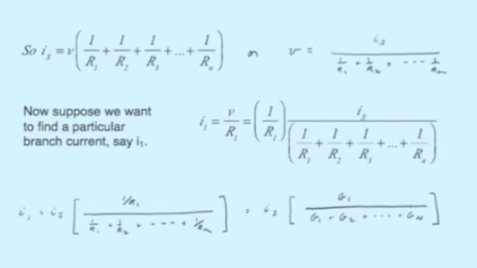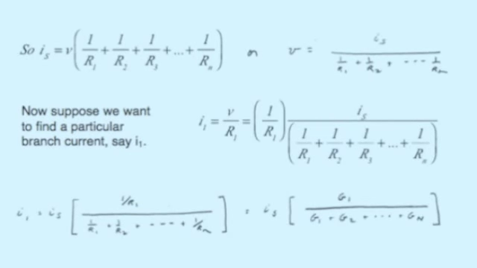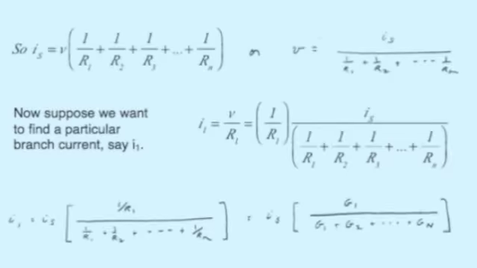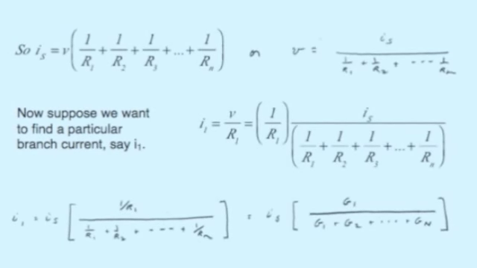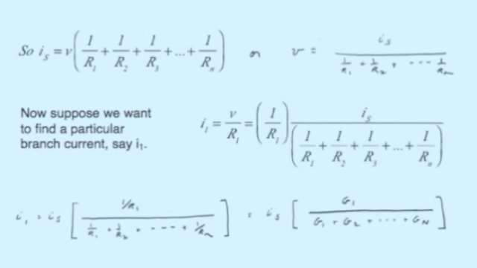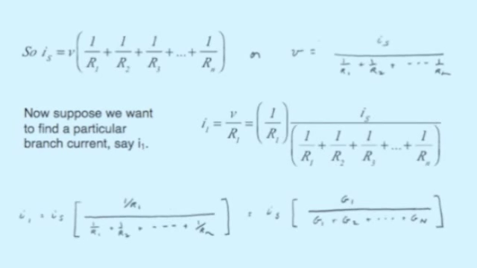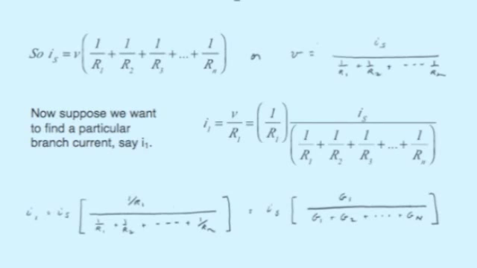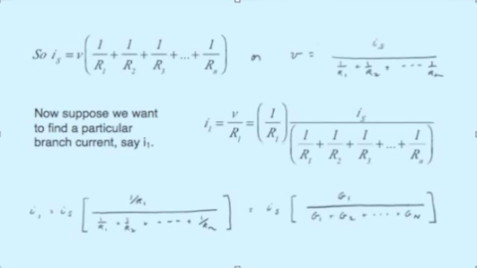So the current through R1 is equal to IS times, in the numerator, 1 over R1, and in the denominator, the sum of all the reciprocal resistors. And since 1 over R is equal to a conductance, we can say that I1 is equal to IS times an expression where the numerator is G1 and the denominator is simply the sum of all the branch conductances.